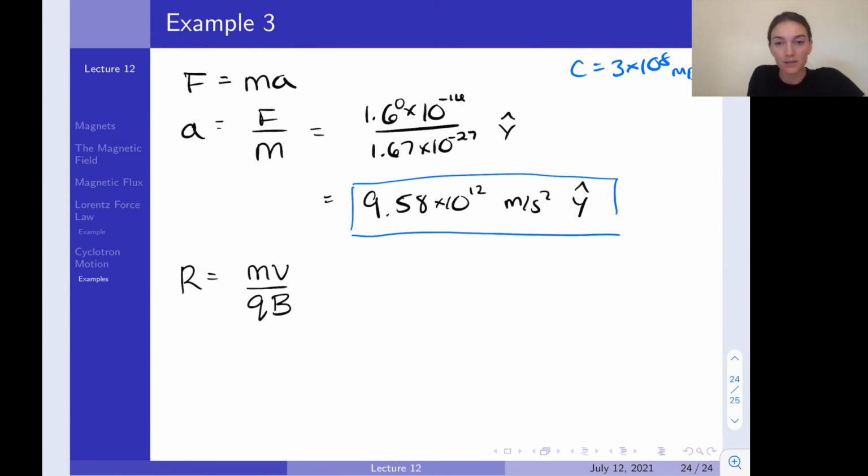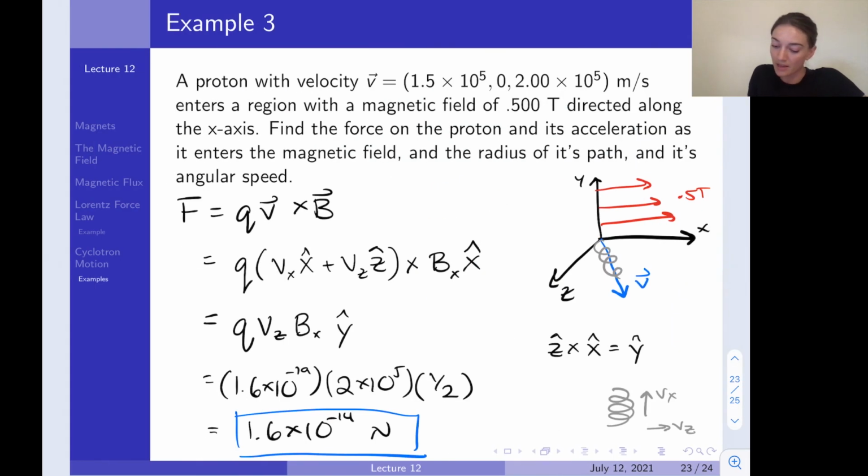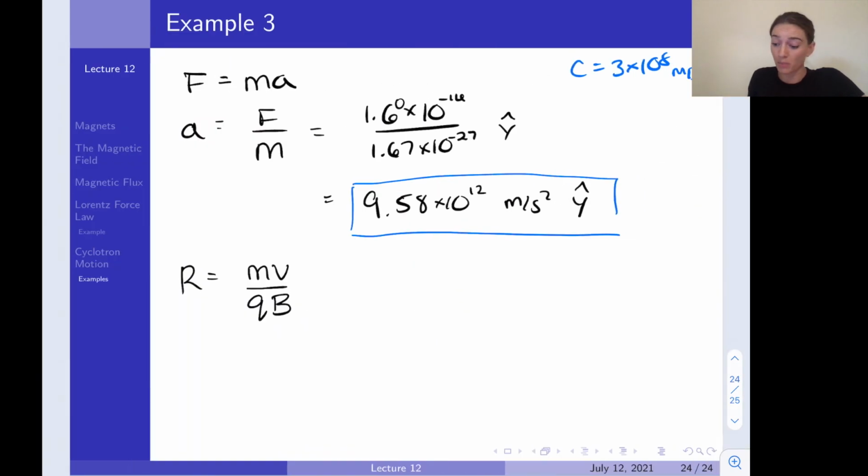But we have to be careful here because, like I said, it's only the velocity in the z direction that is feeling that magnetic force and thus contributing to its cyclotron and circular motion. So we actually only want to use the z component here, not the full velocity, since the x component doesn't even know there's a magnetic field, basically.